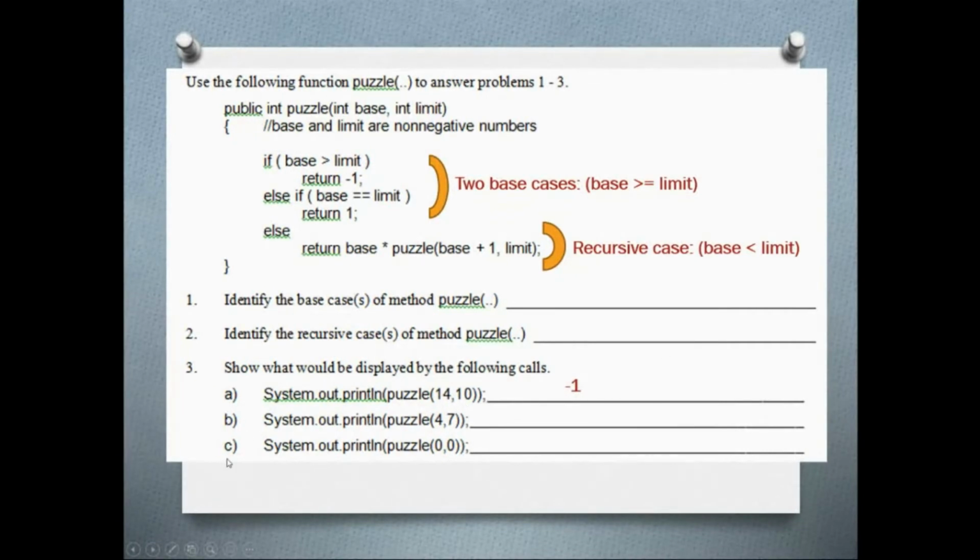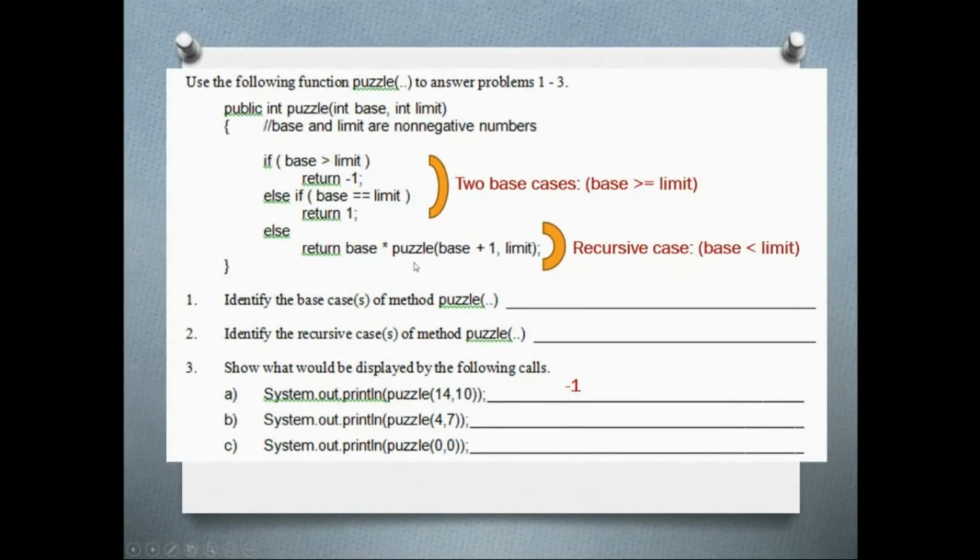Then, if I do C first, because C is easier, puzzle 0, 0, that means the first and second number, base and limit, are the same. In that case, it returns 1. How about 4, 7? First, base will be multiplied, so 4 times puzzle 5, 7.